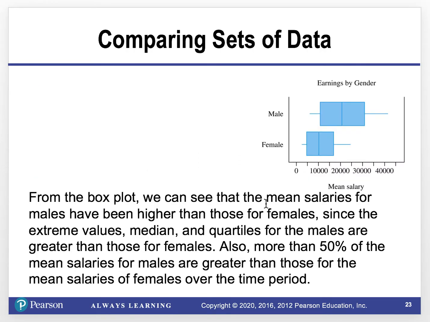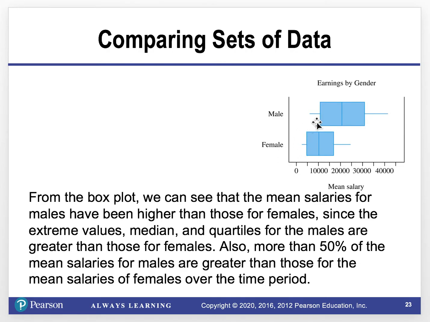So here's an example. Okay, two box plots. Earnings by gender. We've got male earnings, we've got female earnings, right? We should notice a lot of things right away. Let's see what they say. From the box plot, we can see that the mean salaries for males have been higher than those for females. Okay? Since the extreme values, the median and the quartiles are greater. So notice every one of those are greater.